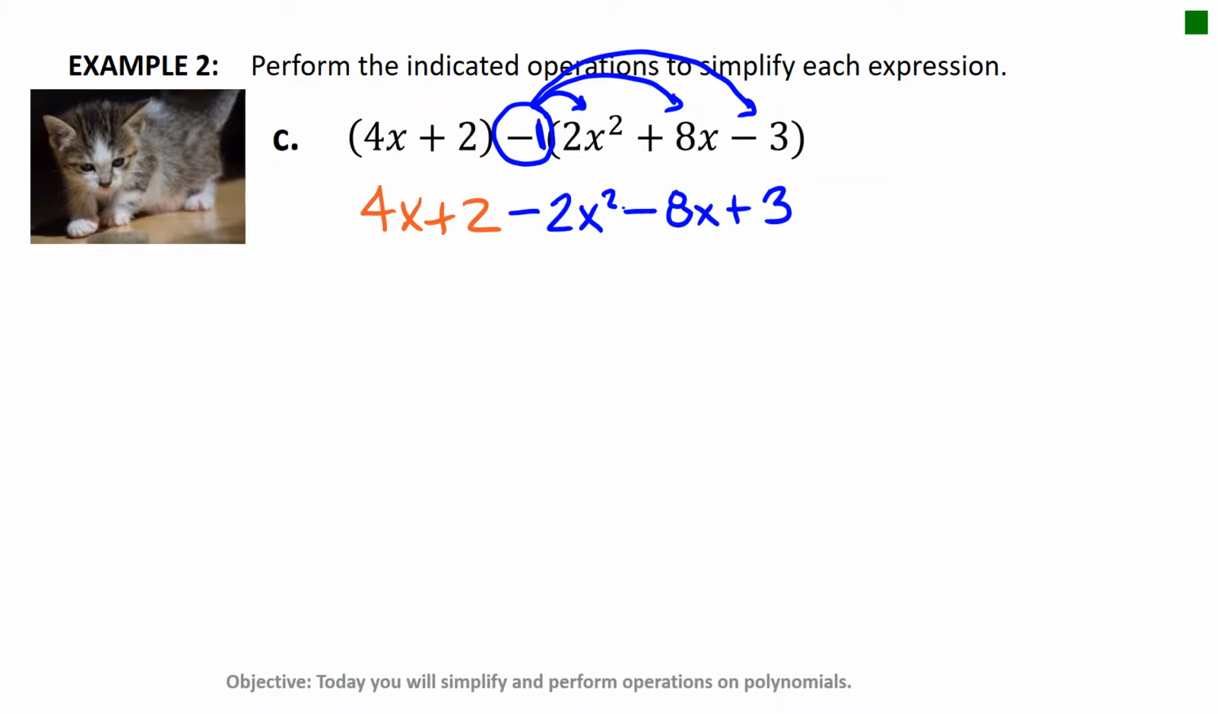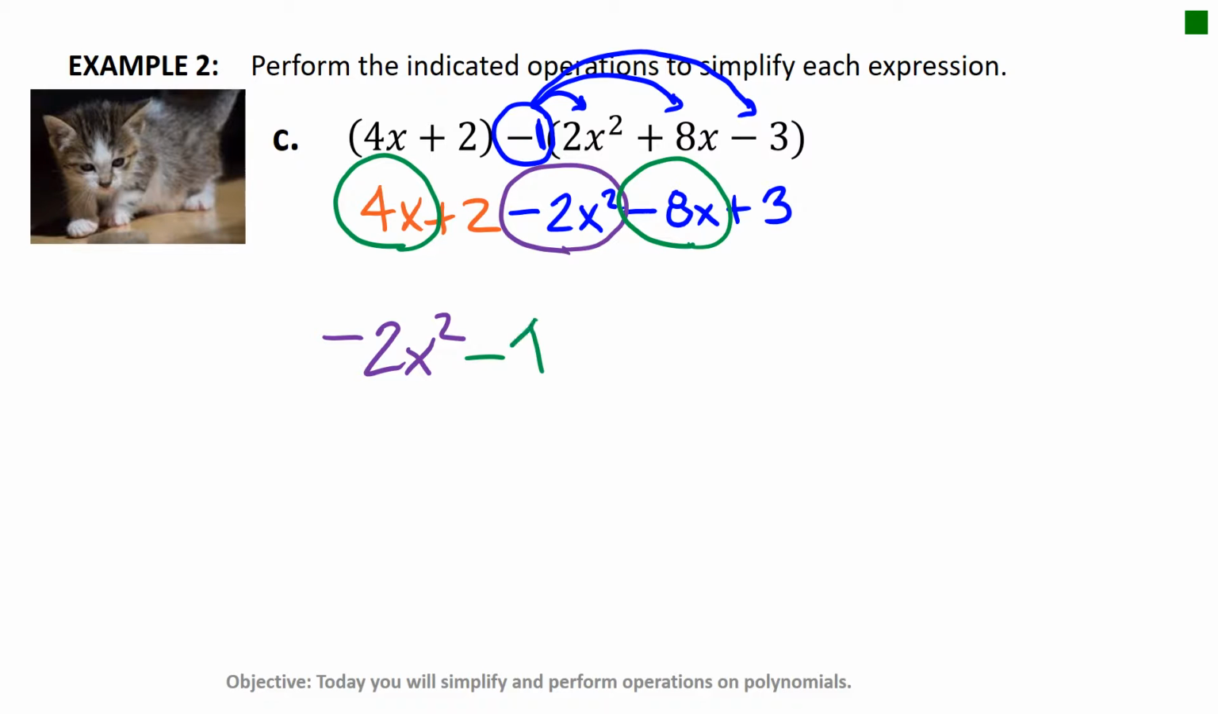Now, as I'm glancing through this, my highest exponent is the squared. So I'm going to write -2x squared first. After 2 comes 1. That means there's an x to the first, there's an x to the first. 4 minus 8 is -4, and what was I adding? I was adding the x's. Then the last thing I have is the constants. I've got a +2 and a +3, which gives me a +5.